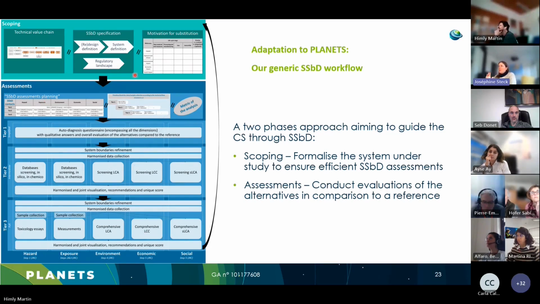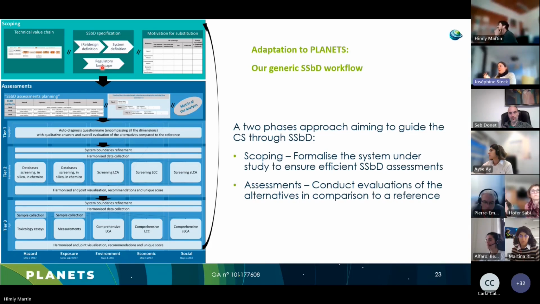How now to answer the why? The why is the motivation for substitution. Why do we need these new chemicals to redesign this process or this new application? And the what is mostly the SSbD specification, which is now in our case divided in three parts, two sequential and one parallel: the redesign definition, the system definition, and the regulatory landscape. Sabine already highlighted the importance of regulatory compliance, so this will be developed in this part, in the case of Planet.